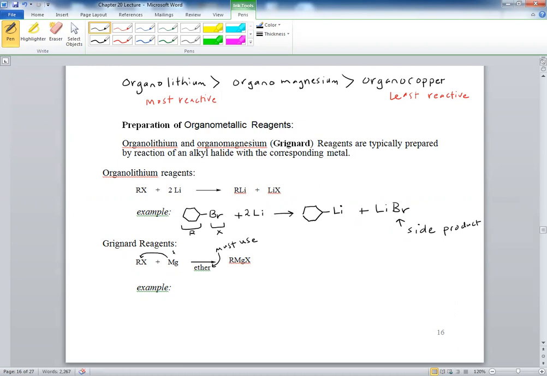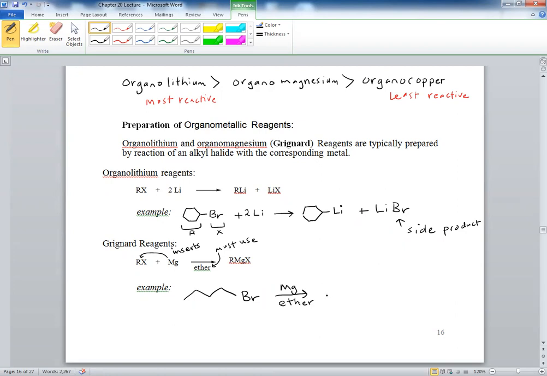So it inserts itself between the R and the X. So you get RMgX: carbon, magnesium, and then the halogen. Here's an example. You can have an alkyl bromide. We use magnesium and ether. Once again, this is magnesium metal, not magnesium ion.